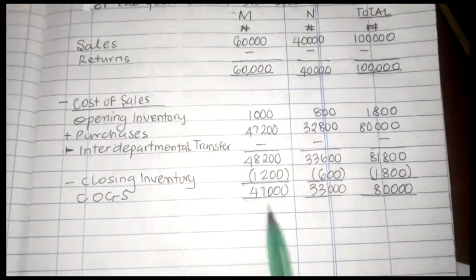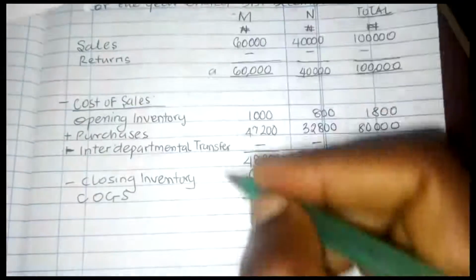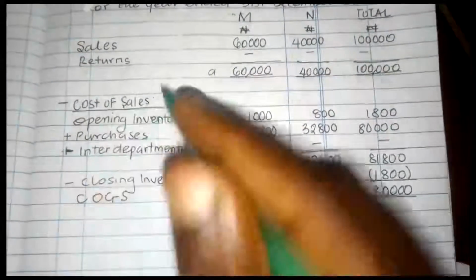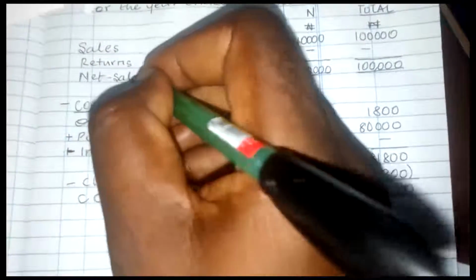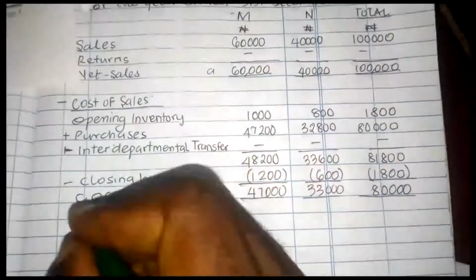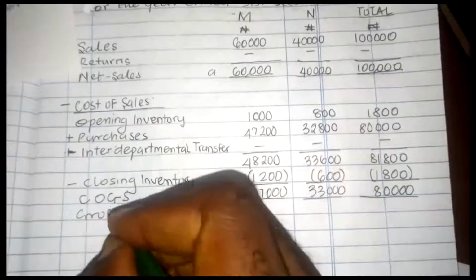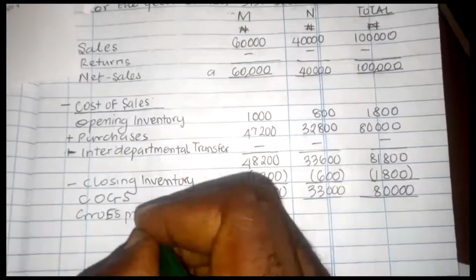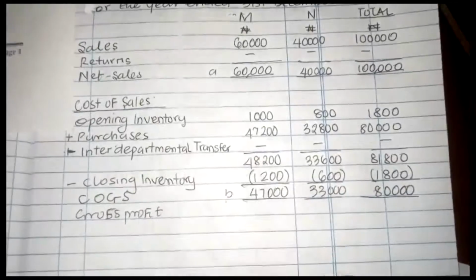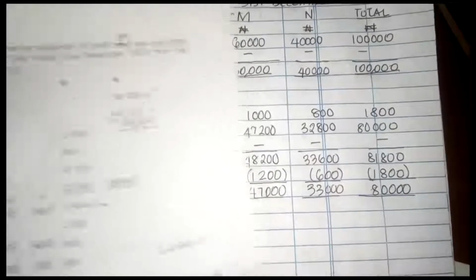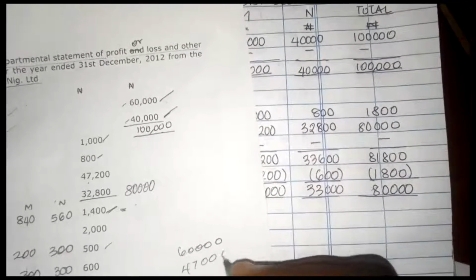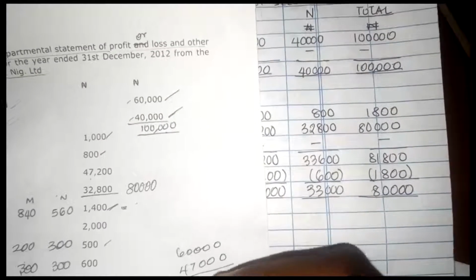Okay, then you subtract. This is A, this is B. This is our net sales. Then our gross profits, therefore gross profits. All right, gross profits. So you subtract. For this we have 60 minus 47. All right, 60 minus 47. So this will give you 13,000.